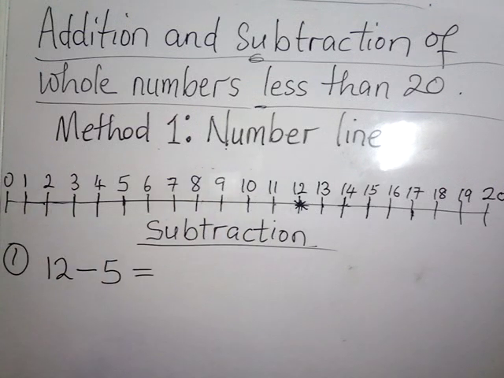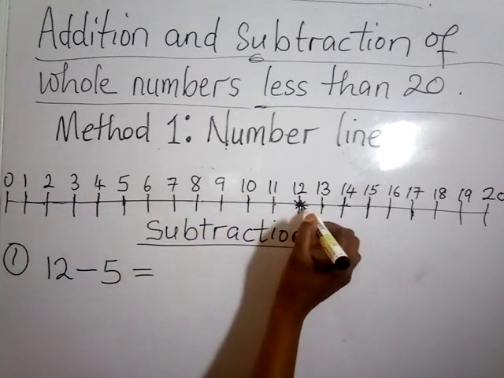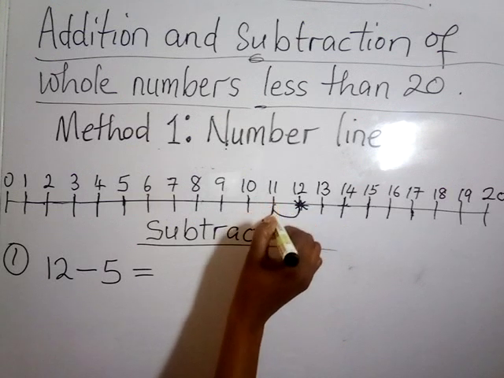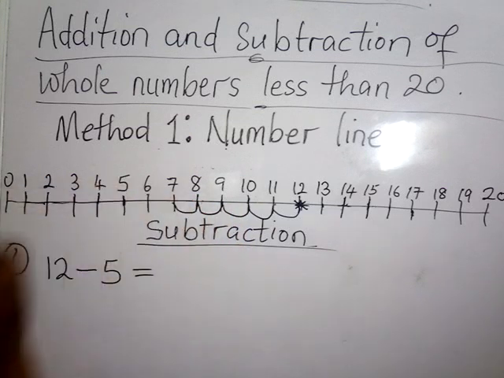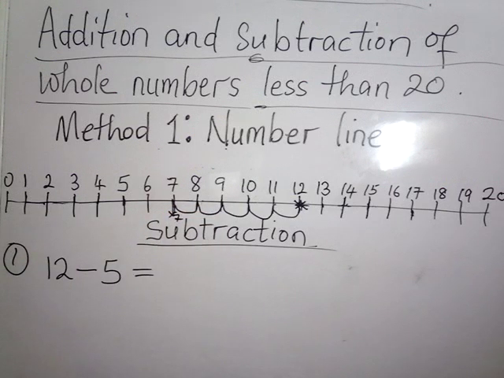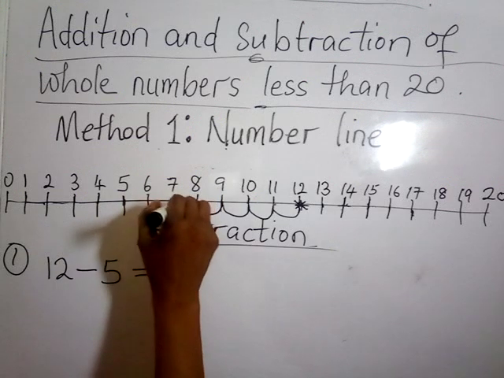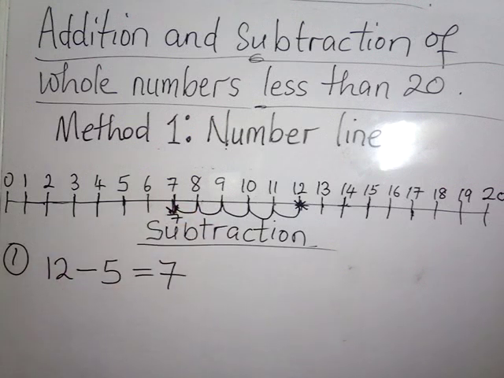We are moving backwards. So here is 12, and then we are asked to take away 5 from 12. So what do? Count 5 steps backwards, because you are taking away. So step 1, step 2, step 3, step 4, step 5. And what number is that? It lands us at 7. So 12 minus 5 gives us 7. Okay, so that's how it works. It's very simple and interesting. 7.